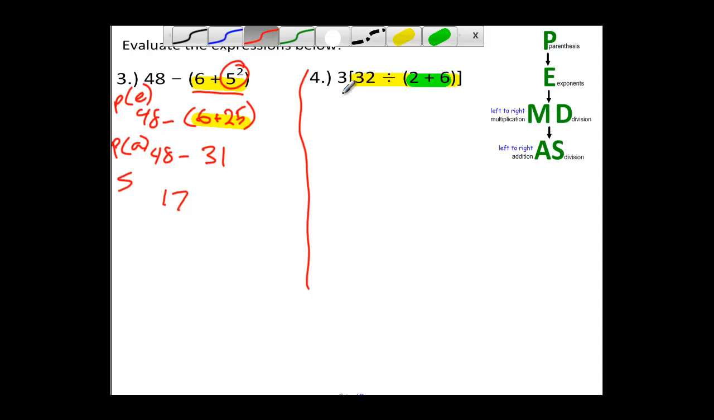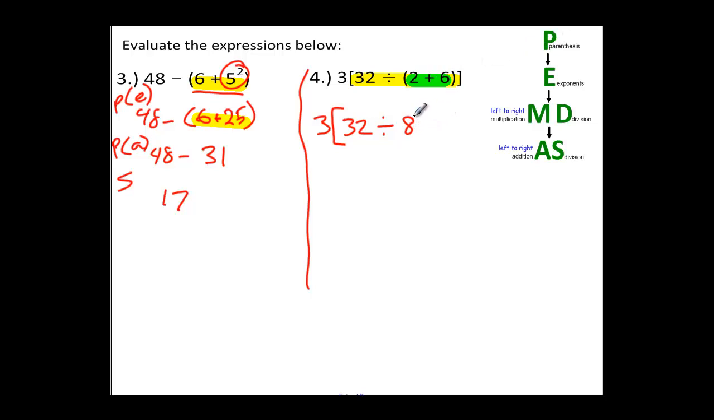So I'm going to rewrite this 3. I'm going to do it at the end. And then I have this bracket, and I do 32 divided by, now I'm going to do the green part first because it's inside parentheses. So 2 plus 6 is 8. And notice I don't need the parentheses there because it's one number. Close it out.